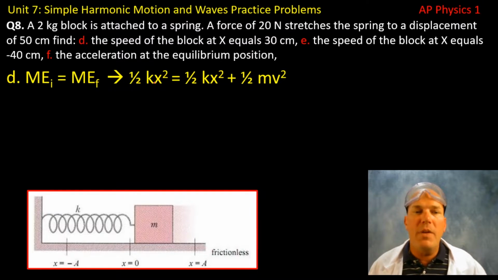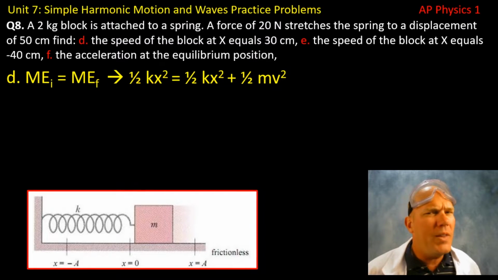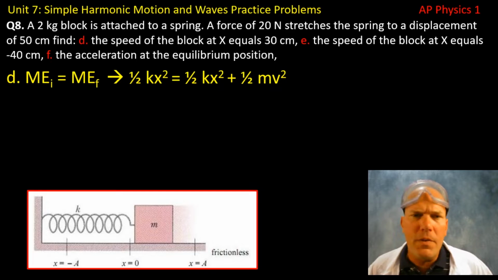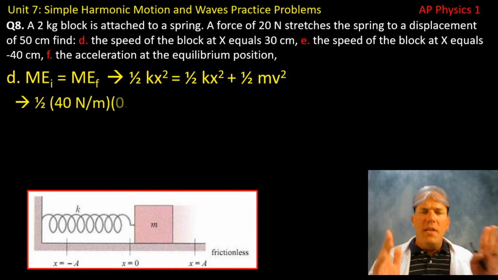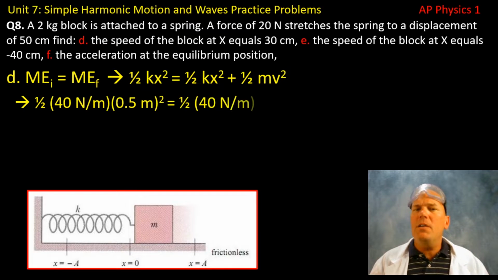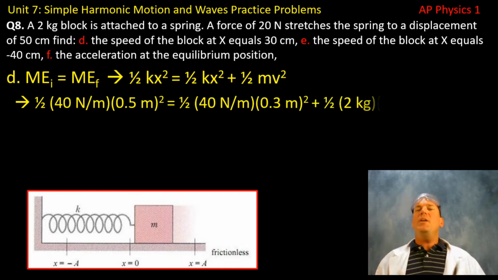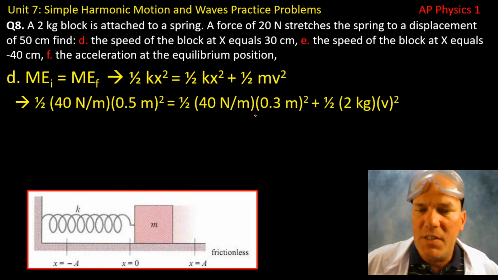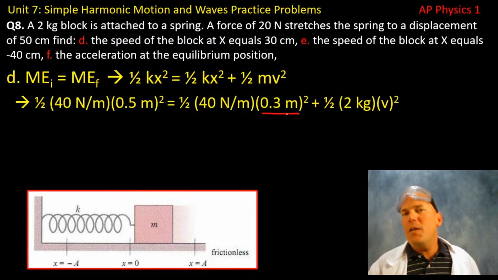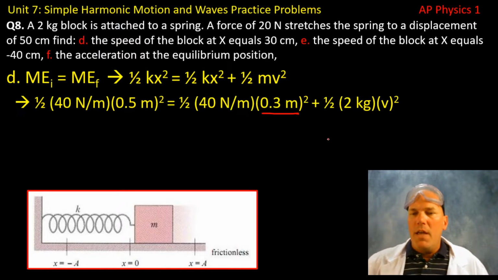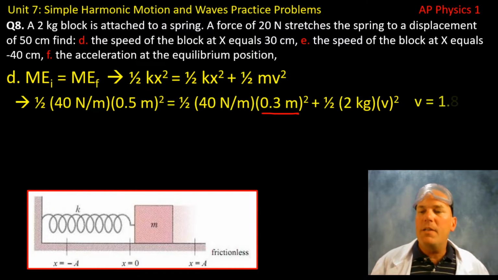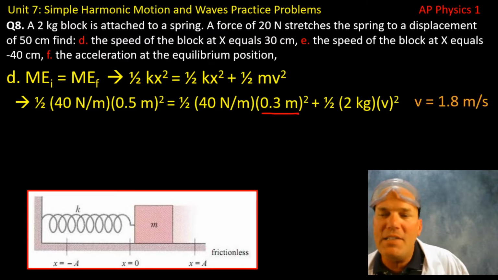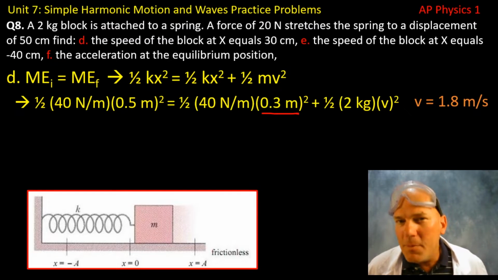So initially, we have 1/2 kx squared, and we already know that that's the maximum mechanical energy for the system. We know that to be 5 joules, and so just be careful here. Solving for this with numbers: 1/2 kx squared, plus 1/2 mv squared, but note the position, 0.3 meters squared. And then we have our 1/2 mv squared. So algebraically rearranging this and solving for velocity, you get 1.8 meters per second.